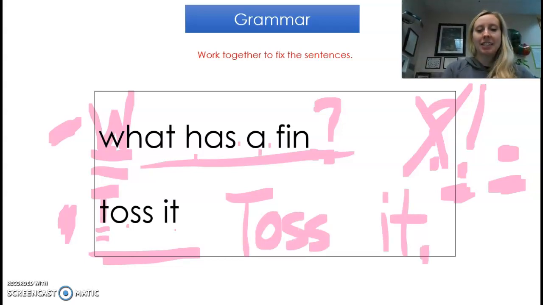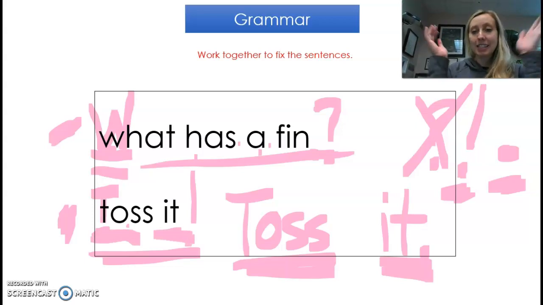Oh, whoops. I did that normally. Let's read it the normal way. Toss it. Toss it. Now let's make it excited. Toss it! Toss it! We're excited.